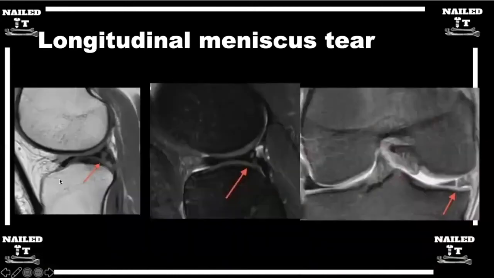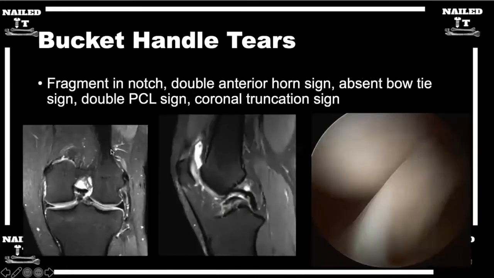Okay, so just going back, our longitudinal tears we'll see because it's kind of like a straight up and down line of increased signal in our meniscus that you'll see on T1 and T2s. Now, how do you tell the difference between that and a bucket handle tear?